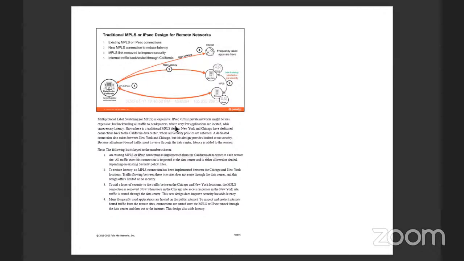So in this example, on the left side, we have the data center in California. We have some of the branch offices, like in New York. We have one in Chicago as well. All right. And you can see here, there is an MPLS connection between the data center and the Chicago office, which is very expensive.